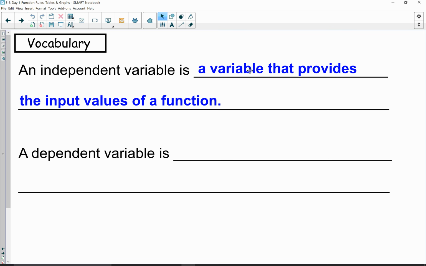We need to remember that an independent variable is the variable that provides the input values of the function. So these are the values that are in our domain. Independent is always making up the domain. And the dependent variable is the variable that provides the output values of the function. And since it's the output, that is our range.